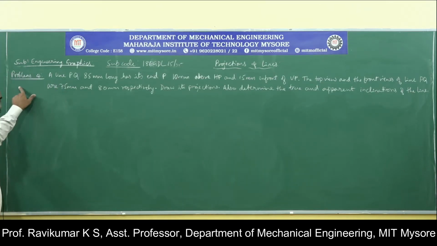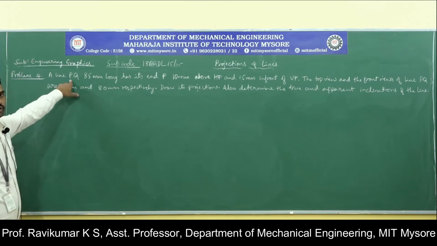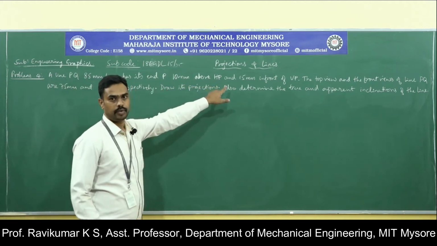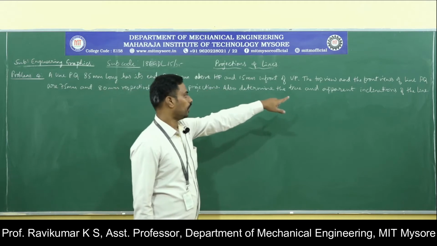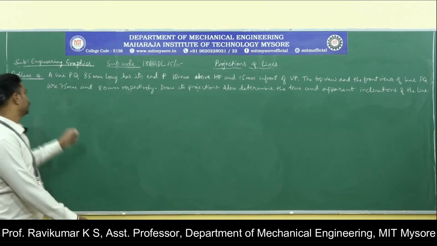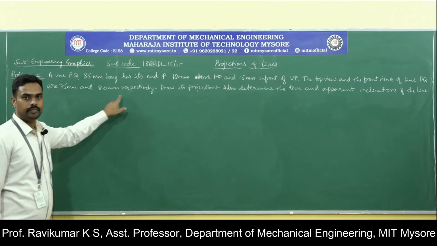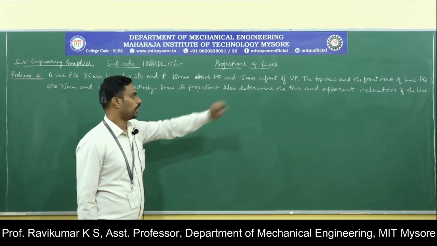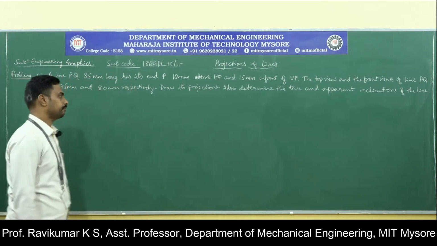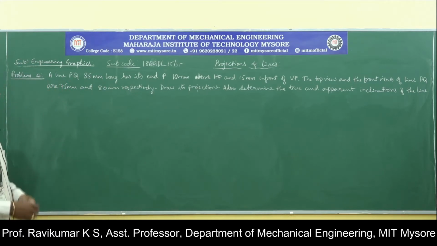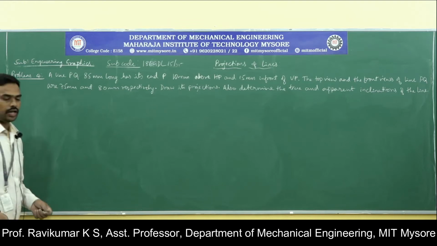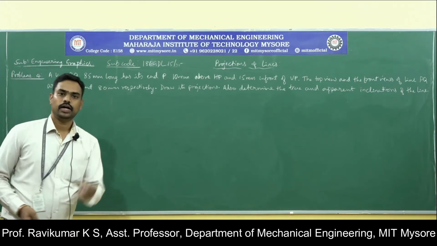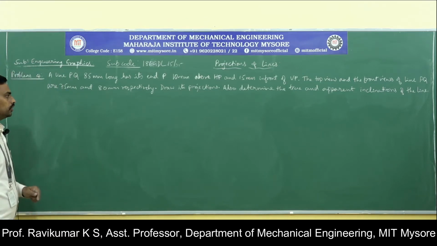So this is problem number 4. The next problem: a line PQ 85 mm long has its end P 10 mm above HP and 15 mm in front of VP. The top view and the front view of the line PQ are 75 mm and 80 mm respectively. Draw its projections. Also determine the true and apparent inclinations of the line. So here you need to draw the projections and determine the true and apparent inclinations, like theta and phi and alpha and beta.